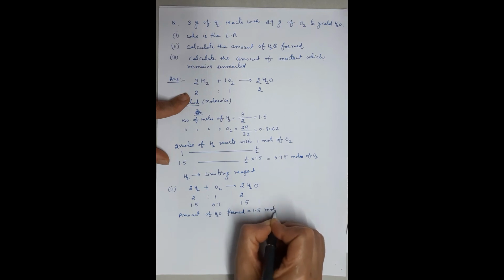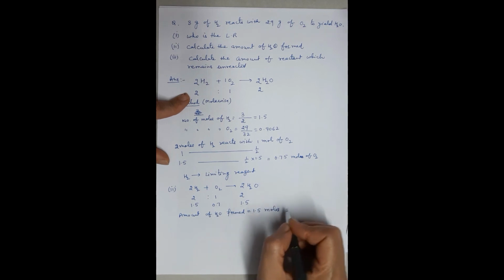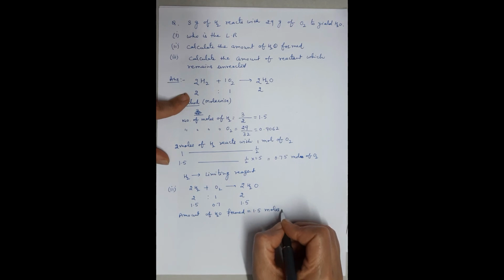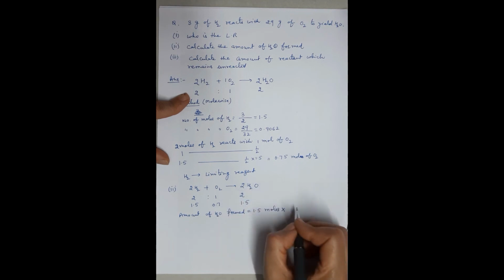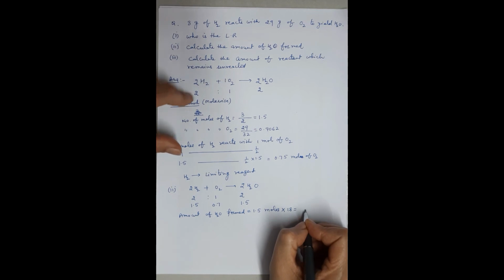So the amount of water formed is 1.5 moles. But if you want to find out in grams, multiply it by its molar mass. What is the molar mass of water? 2 plus 16, it is 18. So you will get here 27 grams.